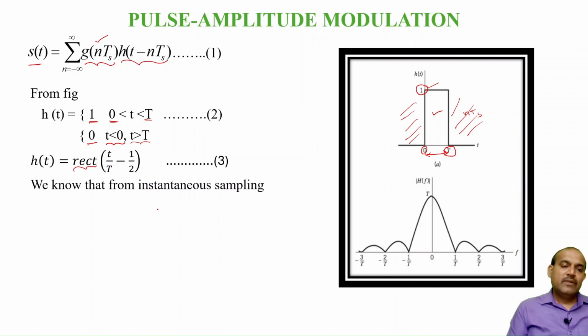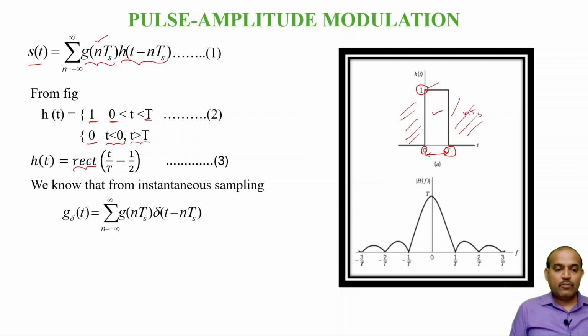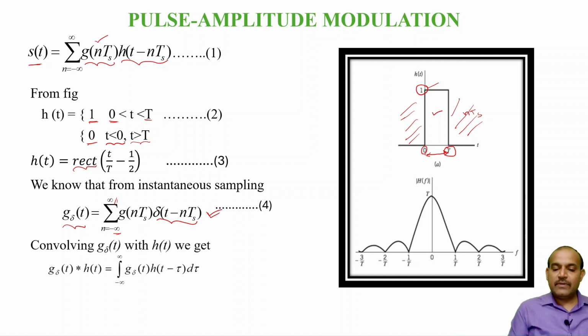Now let us take instantaneous sampling. We already derived instantaneous sampling in the previous video, where we obtained the equation for the sampled wave: g delta of t is equal to the summation, n ranging from minus infinity to plus infinity, of g of nTs into delta of t minus nTs. This was the sampled wave we got for ideal sampling. Now instead of delta of t minus nTs, I have h of t, the rectangular pulse.